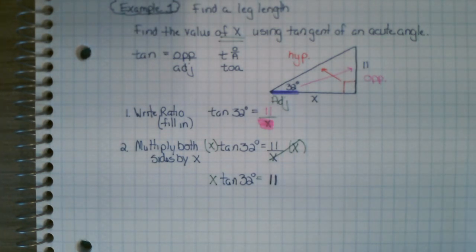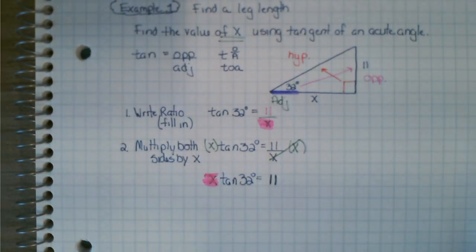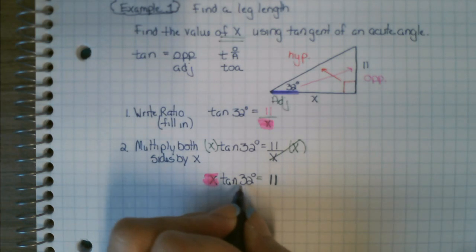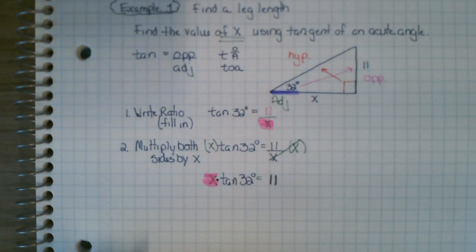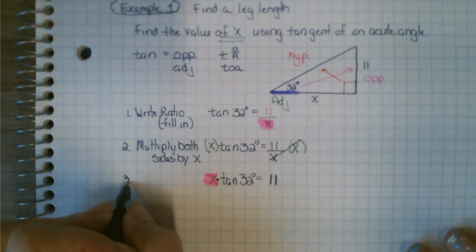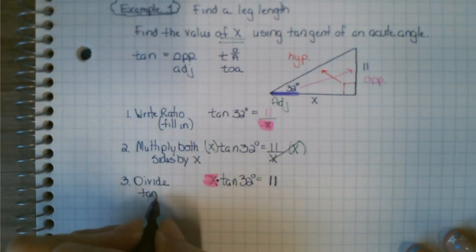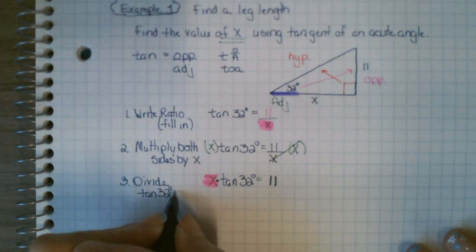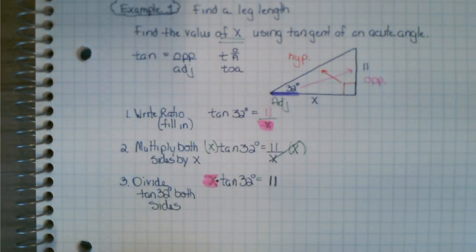So again, it's asking for our X to be on the side by itself. It's not on the side by itself yet. Now I have tan next to it. So I've got to get rid of that tan 32. So when I'm looking at this, I know that X next to anything means times. Alright? So then I have to divide each side. So step number 3 is going to divide tan 32 on both sides.